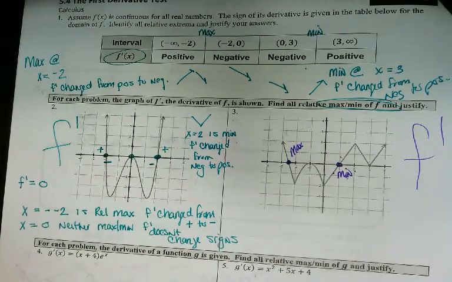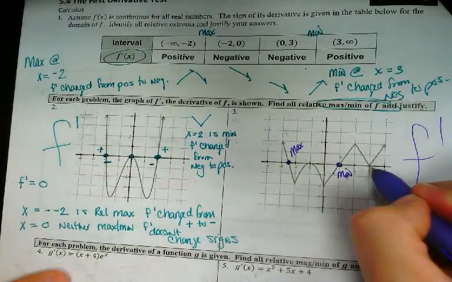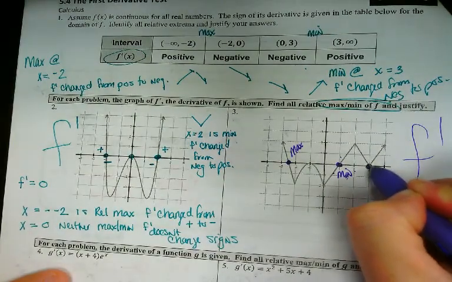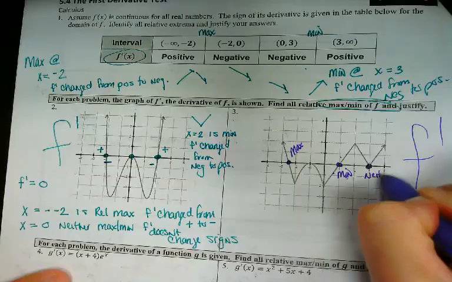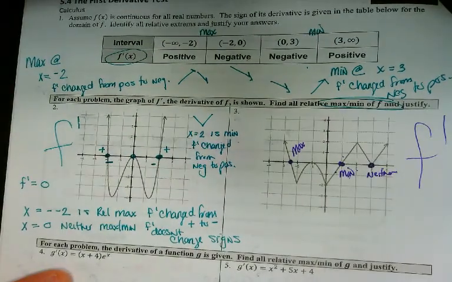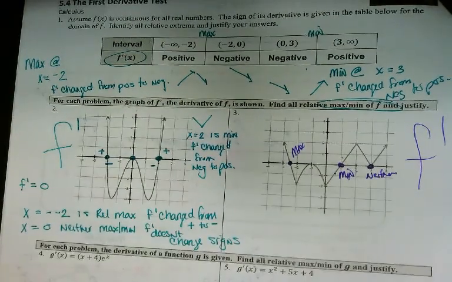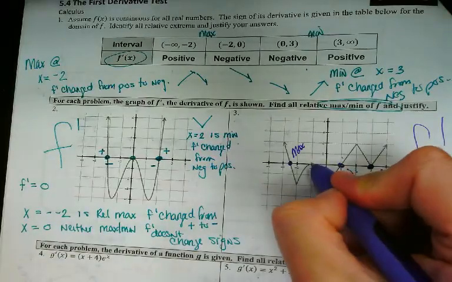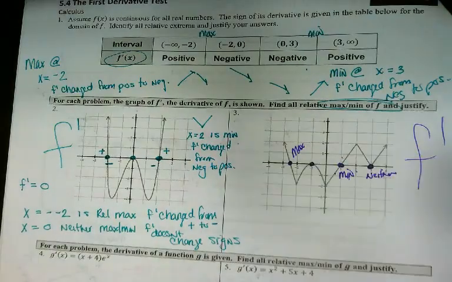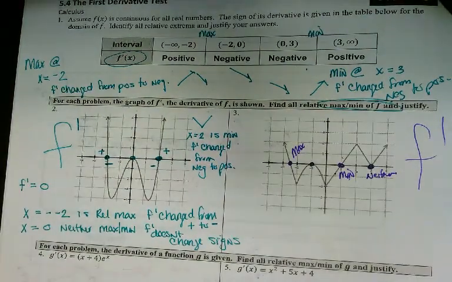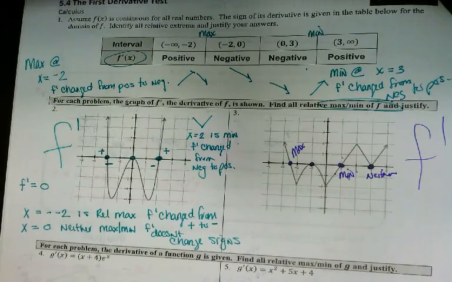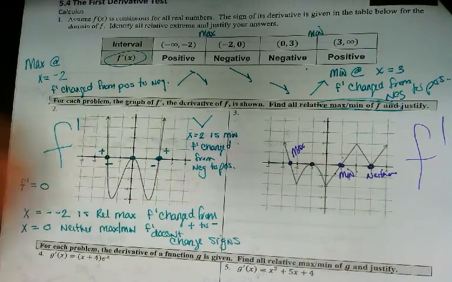Leo, give me another critical point. Three is a critical point, and max, min, or neither? Neither. f prime doesn't change signs. And Mallory, last critical point? You got it. What are you going with? Neither as well. f prime doesn't change signs. Okay. All right, let's see.